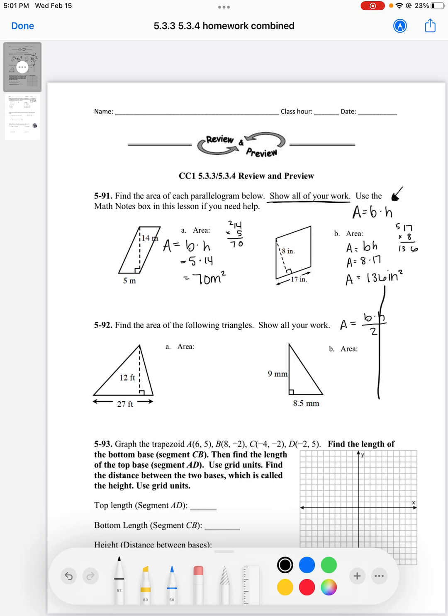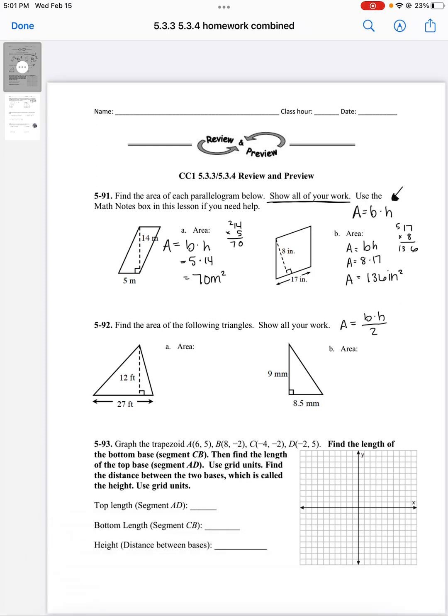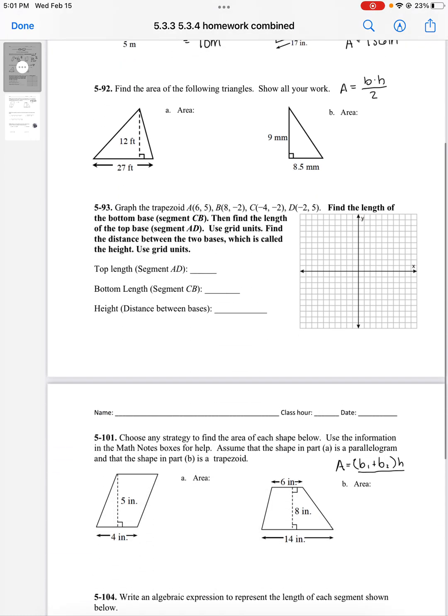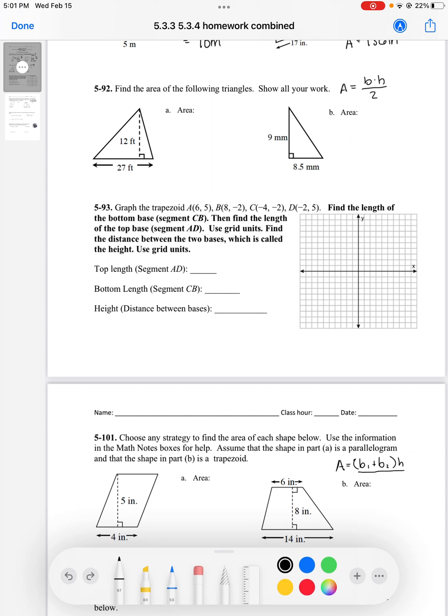Okay, problem 92. Sorry about that. Problem 92. Find the area of the following triangles. Show all of your work. So we discussed this today. It could be A is base times height divided by 2. In the video, it was 1/2 times the base and height.